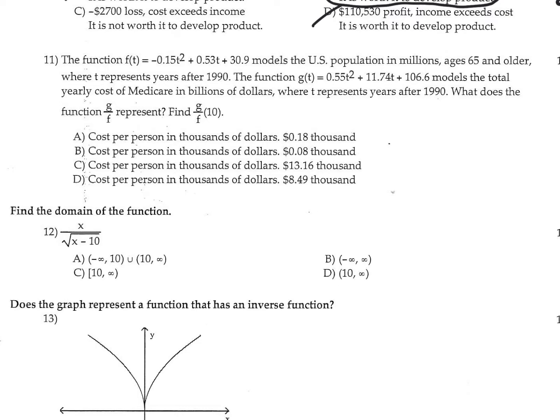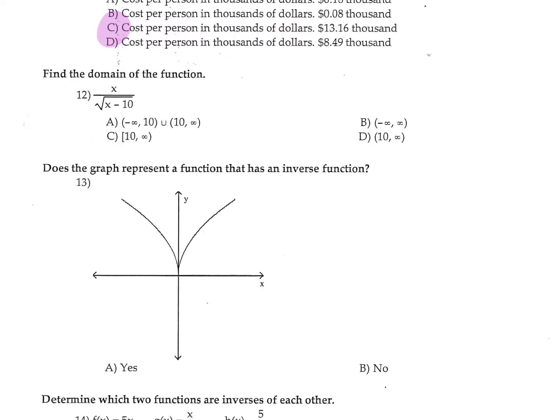Well, the first part of this is kind of irrelevant if I look at the answers, right? They all have the exact same description of what's going on here. So really all we need to do is focus on finding g over f of 10. All that's asking us to do is to plug in 10 to both functions and take the results of g and divide it by f. When I use my calculator to do that, I got 13.16, making C the best answer. And we are done. Moving on to number 12.